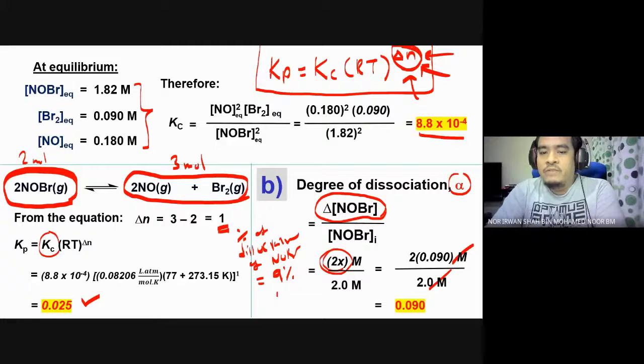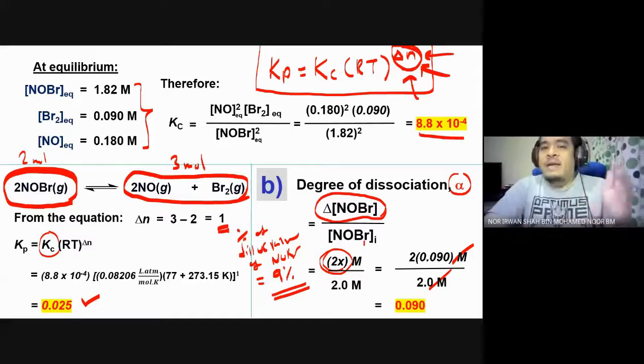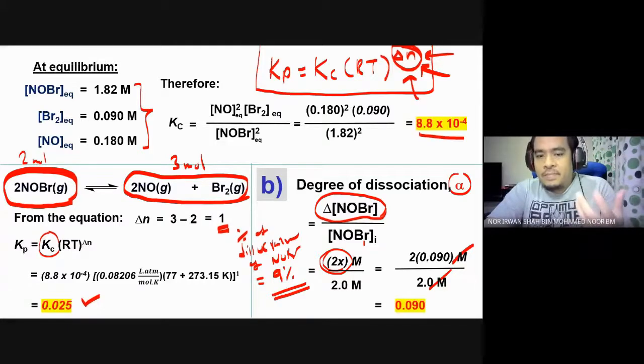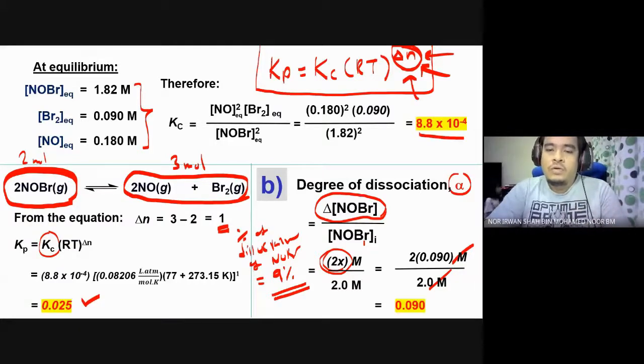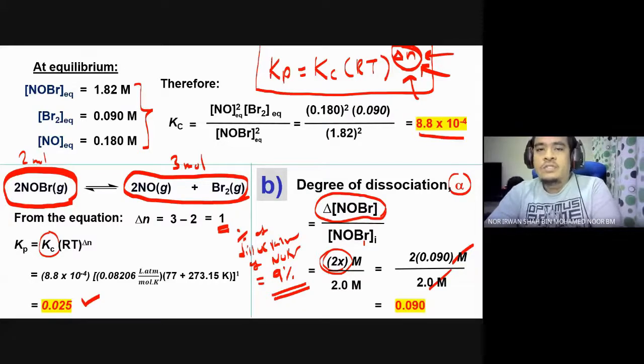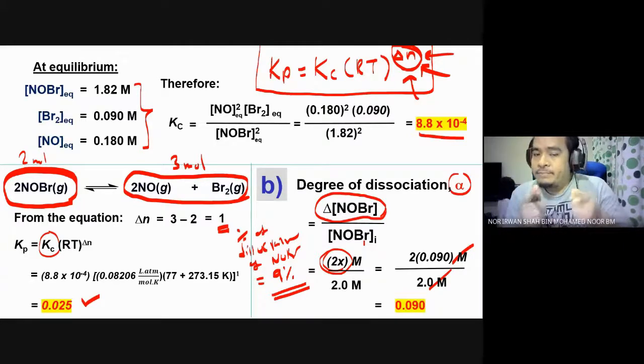So what is the meaning of this 9%? This 9% here means at equilibrium, only 9% of nitrosyl bromide decomposes or dissociates to form nitrogen monoxide and bromine gases. So that is the meaning of this 9%, also known as the percentage of dissociation of nitrosyl bromide. Okay, so that's it. That is for question 10.